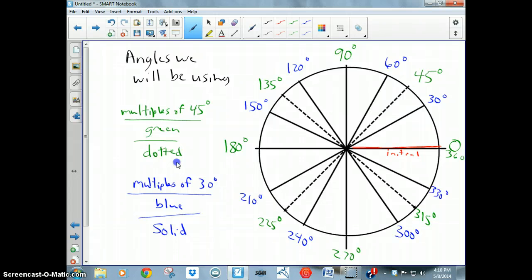The angles that I put on this wheel are the most important angles that we will be using throughout this entire unit on trigonometry and sine and cosine graphs. So make sure you draw that chart and make sure you keep that chart.